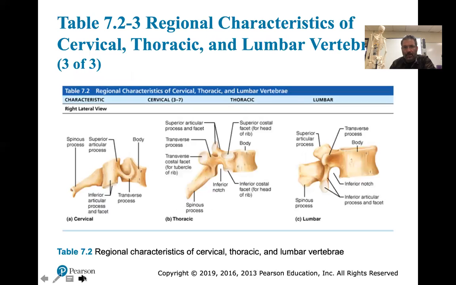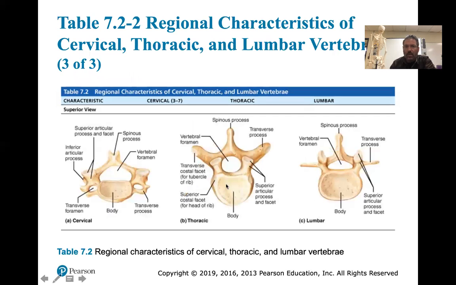Just the same picture again. They're just comparing the difference: cervical, thoracic, lumbar. So you can get a side view. You can look at the different bodies. So look at these over and over again.